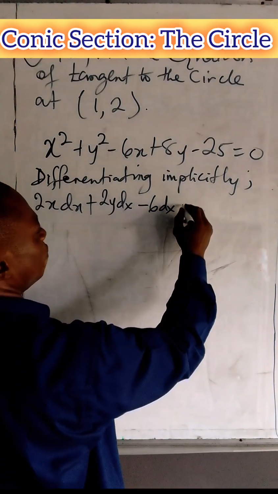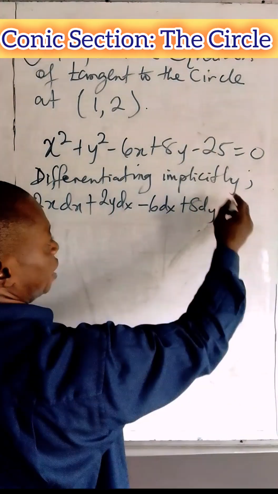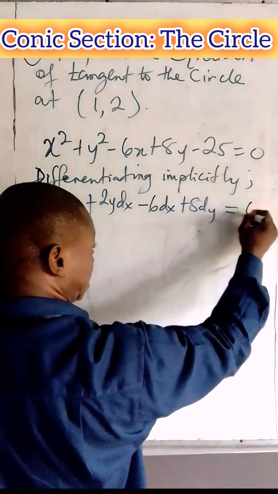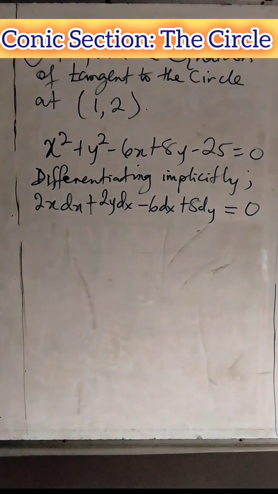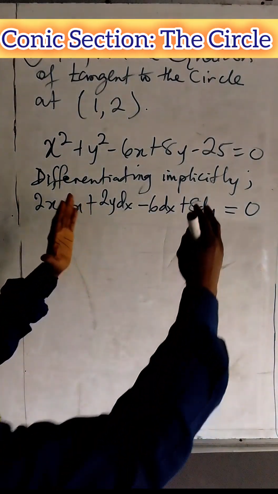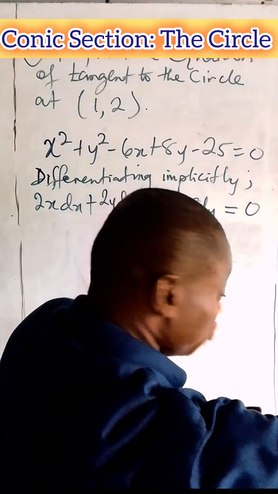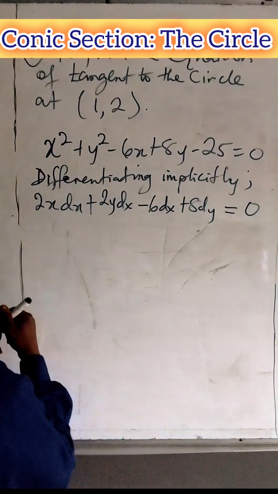Differentiating 8y, you have plus 8 with respect to y. Differentiating 25 is 0, equals to differentiating 0 is 0. That is an implicit differentiation to it. But we are going to allow with respect to y to be on the left, with respect to x should go on the right. So we arrange it properly.